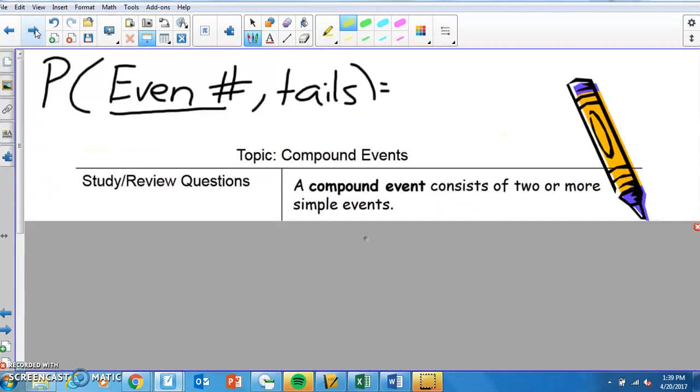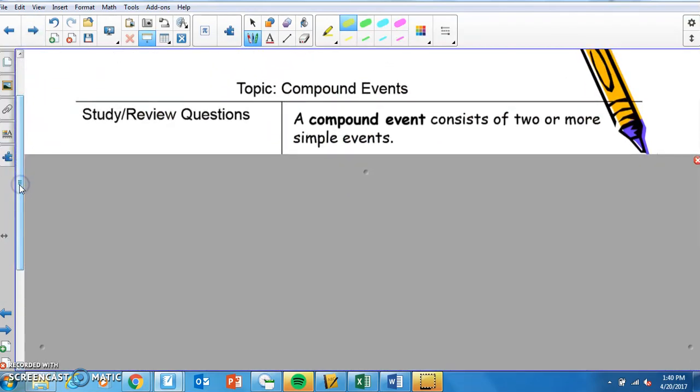All right. Ignore what I have at the top right now. A compound event consists of two or more simple events. So a compound means more than one. It's where there are two or more.